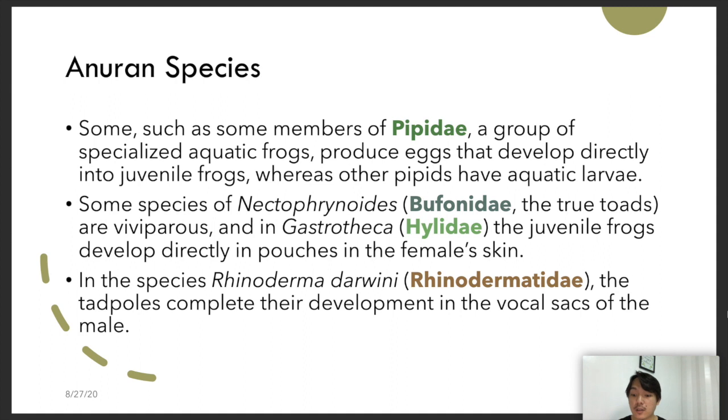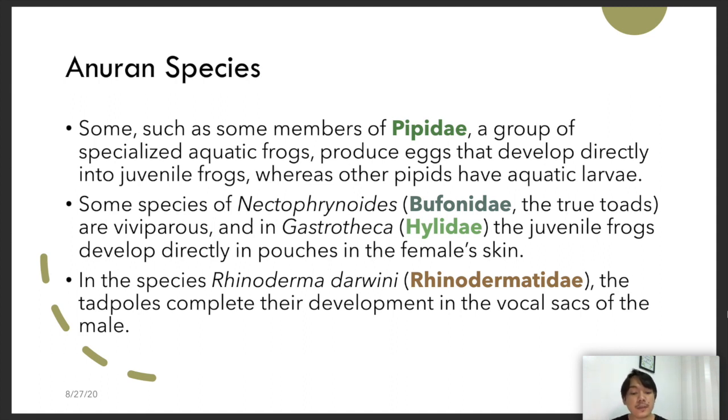Nectophrynoides, the Bufonidae, the true toads, are viviparous. And in Gastrotheca, Hylidae, the juvenile frogs develop directly in pouches on the female's skin. This is really quite interesting because they develop directly in the pouches of the female skin. The same with kangaroos, these marsupials, these are mammals that are attaching their offspring into their pouches.